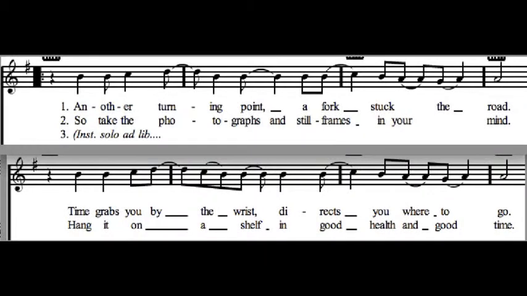Alright, yet another example of a technique is the repetition of the melody in the first and second lines of the piece. And this can be seen in the sheet music here and also once again in the actual piece itself.